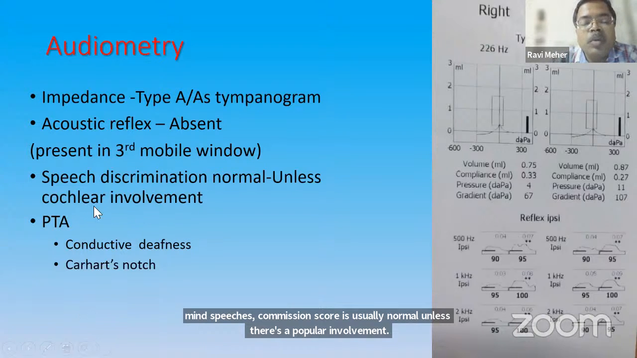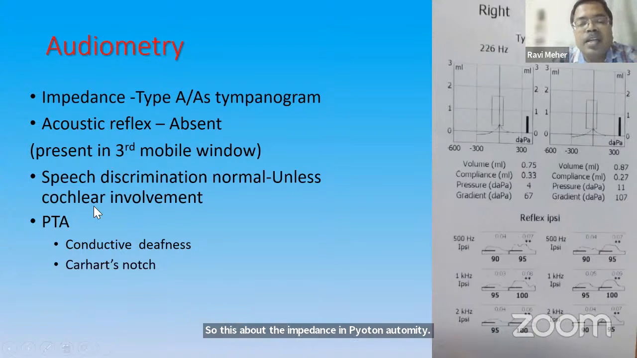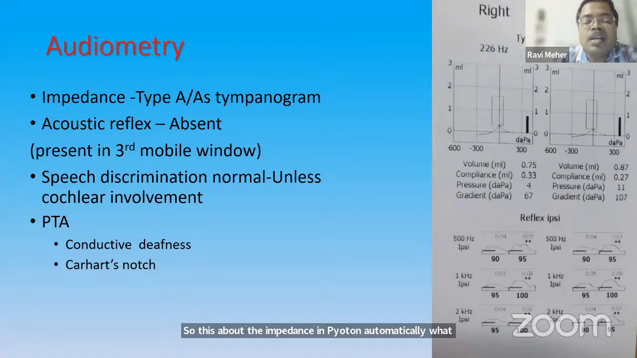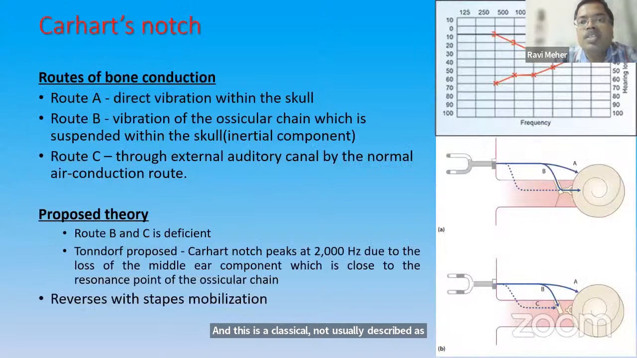In pure tone audiometry, what we find is that there is a conductive deafness, and there is a classical Carhart's notch, which is described as decrease in bone conduction at 2000 Hertz. So what is the reason for Carhart's notch?